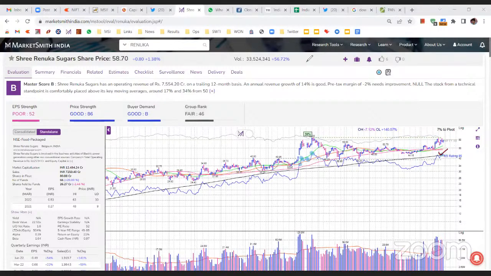Technically, you can see when compared to the general market, this is trying to outperform. The number of funds invested in the stock has also increased 20%, which is a very good sign. That is, fresh institutional investors are taking positions. That means big funds are not losing money.